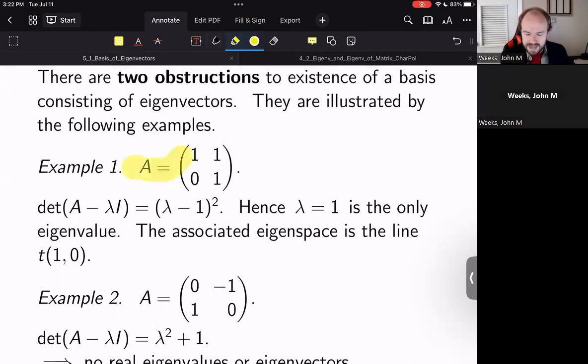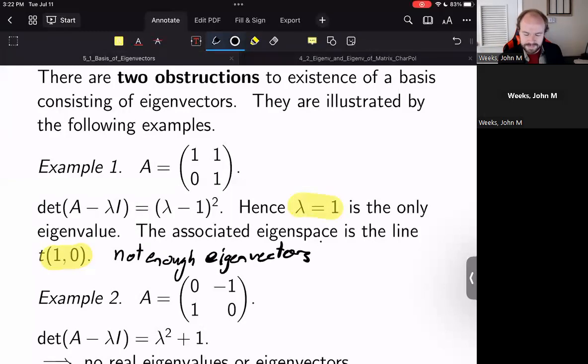For example, here in our case of A equals 1, 1, 0, 1, if we go through and form this characteristic polynomial, we get lambda minus 1 squared. So we get one eigenvalue that raises our question, do these eigenvectors actually form a basis? Once I go through and solve this equation, the associated eigenspace only has one eigenvector to it, 1, 0. Because of this, I know that I only have one vector, but I have a two-dimensional vector space. That tells me I do not have enough eigenvectors. So I do not have enough eigenvectors to get a basis for my space.